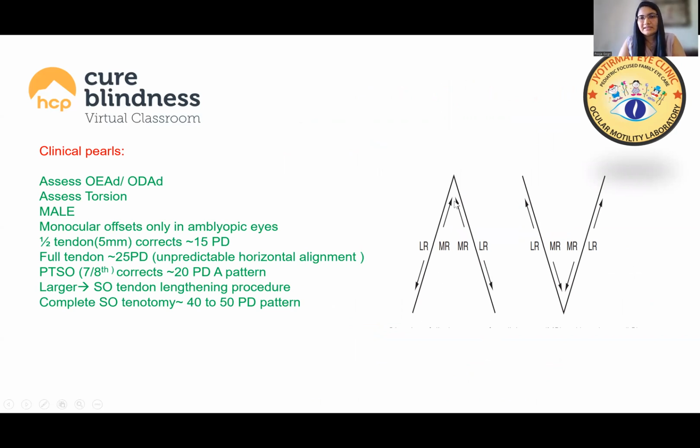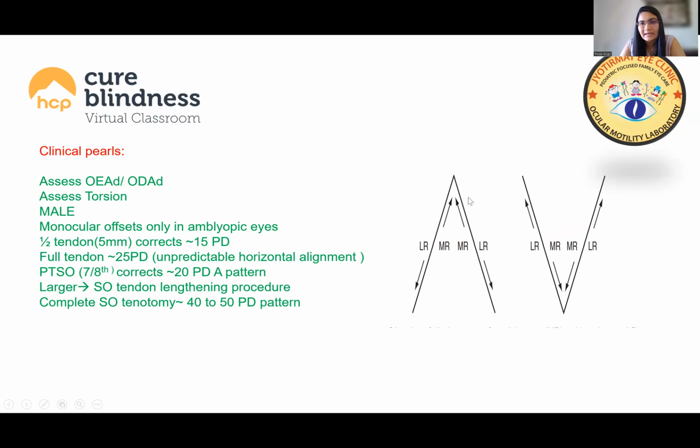So this is an easy way, and the mnemonic to remember this is MALE. That means the medial recti are shifted towards the apex, A towards apex, and the lateral rectus towards the empty space. E is the empty space. So medial towards the apex, MA, lateral towards the empty, LE, empty space.